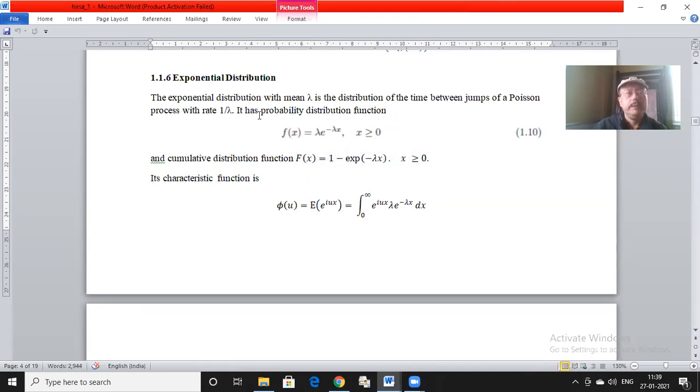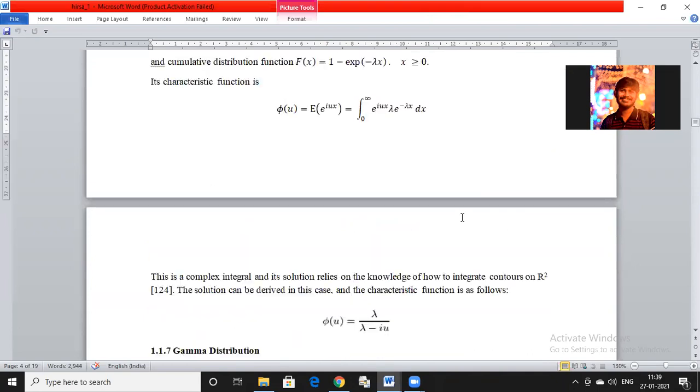So our notation will be exponential distribution with mean lambda. The mean lambda means the distribution of the time between jumps of a Poisson process, and the rate will be 1 by lambda. So the density is given by lambda e to the power minus lambda x for positive x. The CDF will be given by this. The characteristic function can be written out immediately using this density as e to the power iux lambda e to the power minus lambda x.